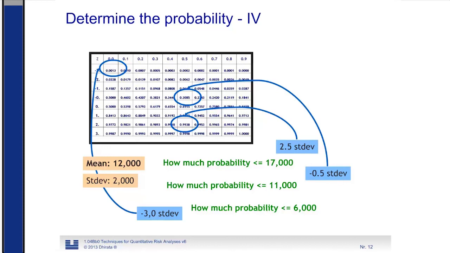As you understand, you can use these techniques to get an idea, to get some understanding of the uncertainty there is on specific aspects of your project.